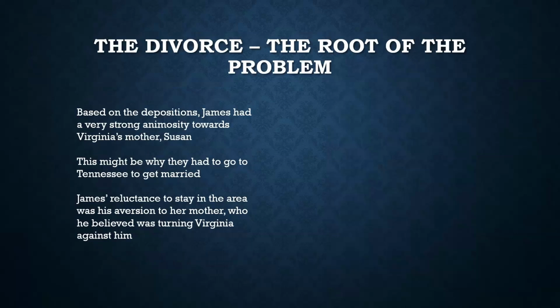And that is because I think her mother was the root of the problem between Virginia and James, or one of the causes. James did not like Susan, Virginia's mother. This may be why they went to Tennessee to get married, because of this animosity between the two of them. And it may have been why James did not want to stay in the area, because he did not like her mother and he believed that her mother was trying to turn Virginia against him.